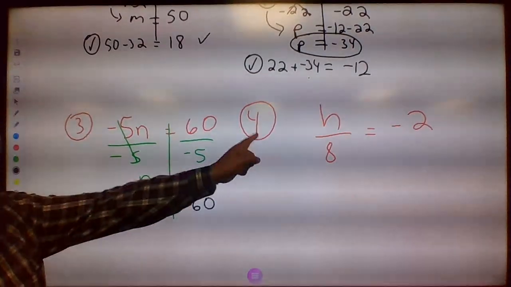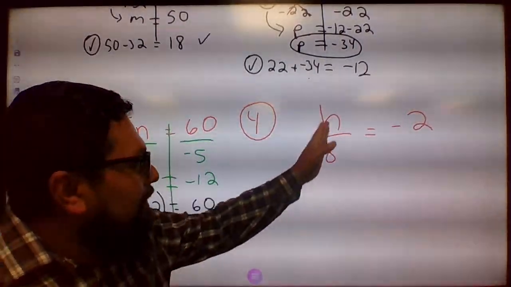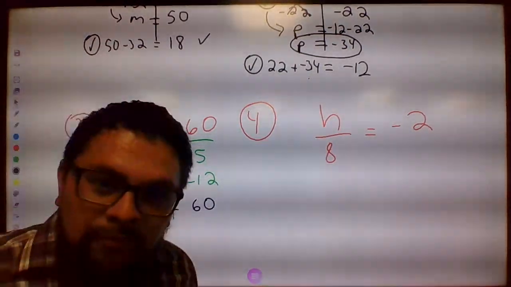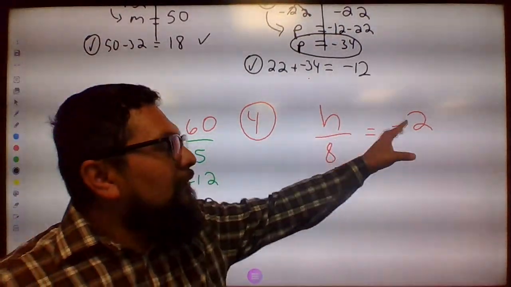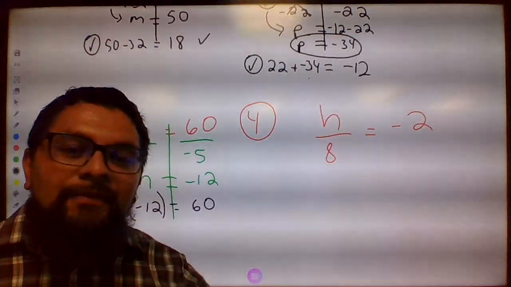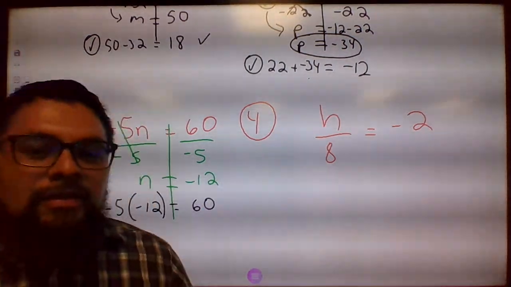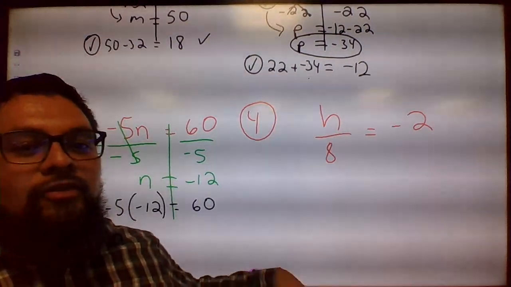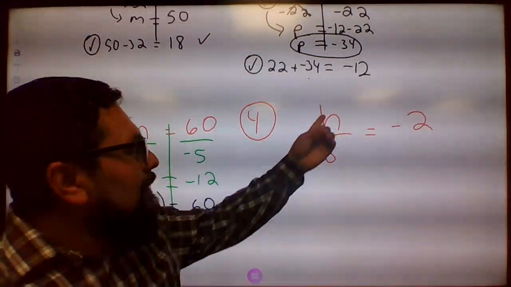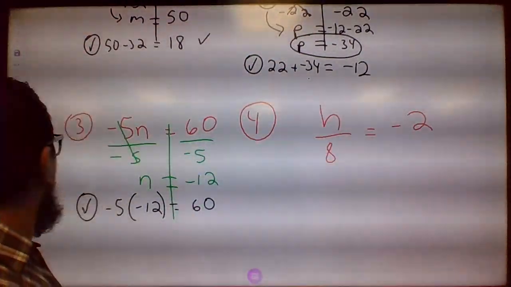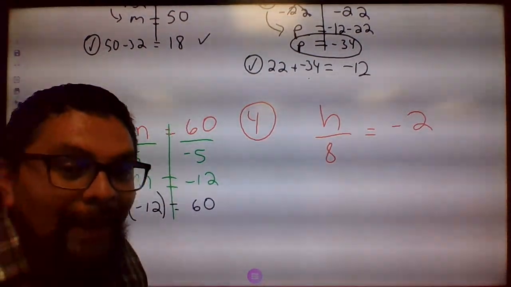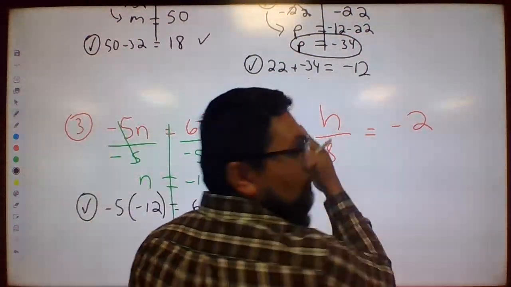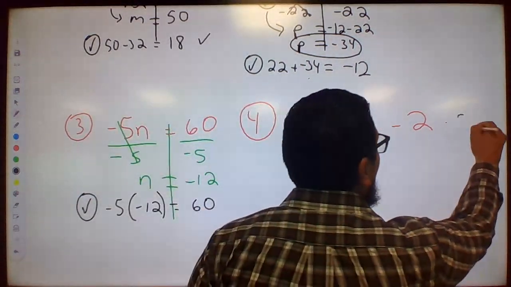Okay, let's go on to example number 4. Now, this is a division problem. Anytime you see it like that, it's a division problem. Since we're dividing here, what's the opposite of division? Multiplication. So you've got to use the multiplication property of equality here. We have an 8 down here, so we're going to multiply both sides by 8. Whatever you do to one side, you do to the other.